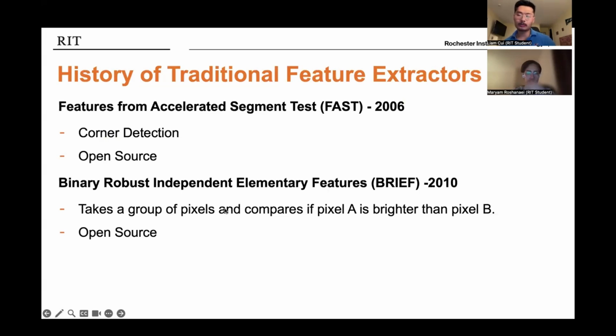This takes a group of pixels and chooses a few to compare if one is brighter than the other, and then stores those comparisons in a 256-bit string. Because we aren't recording brightness levels, but rather whether one pixel is brighter than the other, it makes the model invariant to brightness. But it's still going to be sensitive to in-plane rotation.